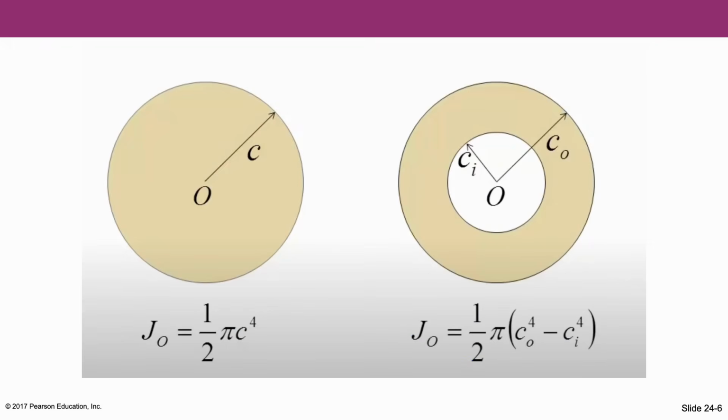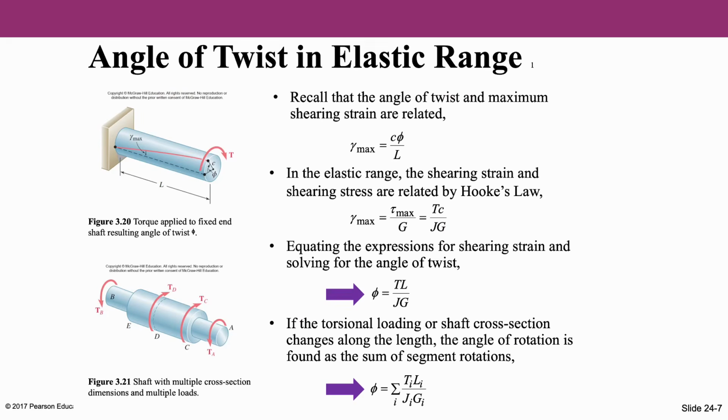And please also remember the polar moment of inertia of a circular solid shaft and a circular hollow shaft. So you can use these formulas in order to calculate the polar moment of inertia of a solid circular shaft and a hollow circular shaft as presented in this figure. Now let's analyze the angle of twist in the elastic range. We know that the maximum shear strain and the angle of twist are related to each other through this equation. Gamma max is equal to C phi over L. Gamma max is the maximum shear strain.